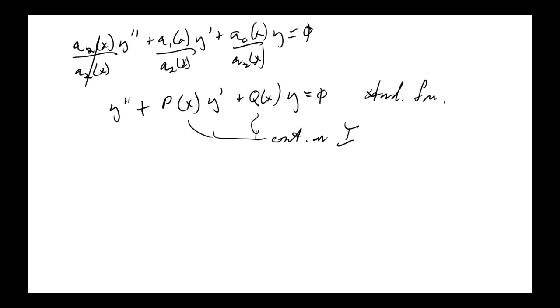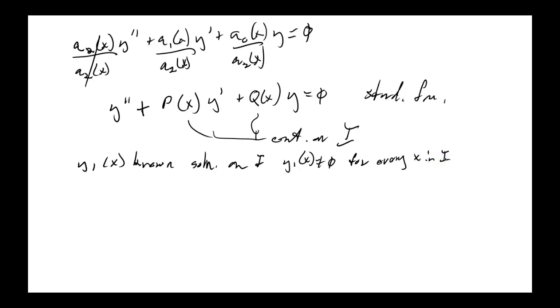Let's suppose further that y1 of x is a known function, just like we had before, a known solution on that interval I, and that y1 of x is not 0 for every x in the interval. Okay. y1 can't be 0.